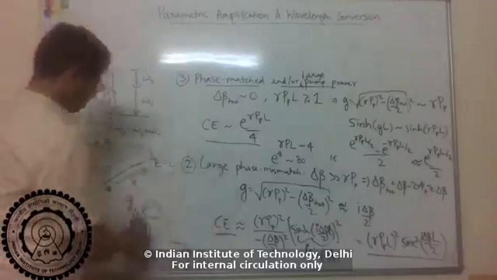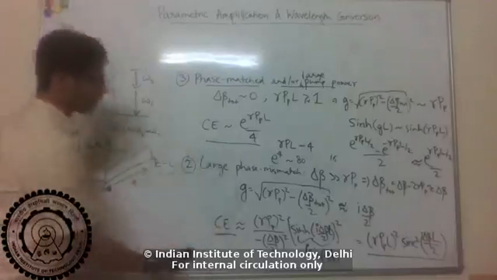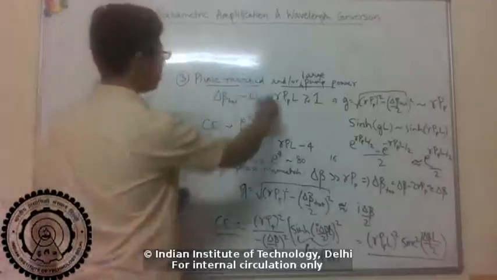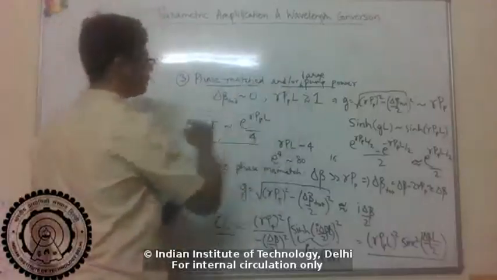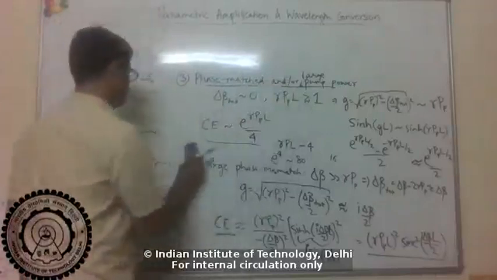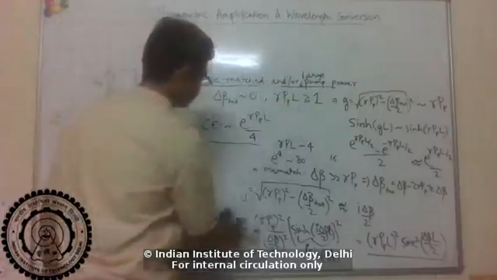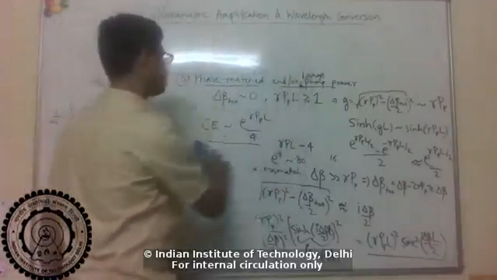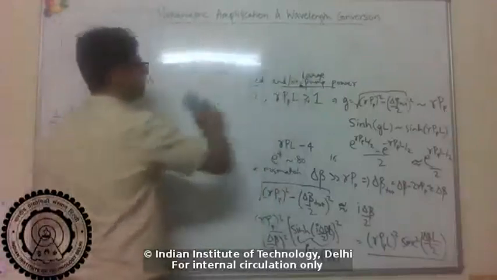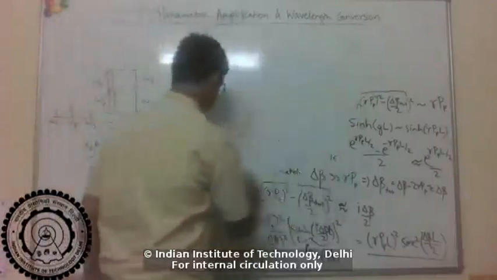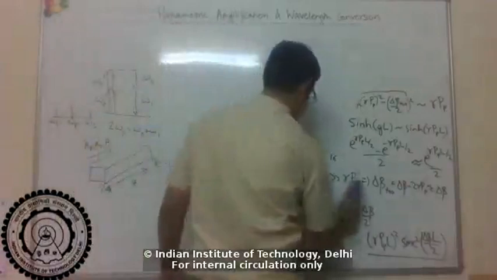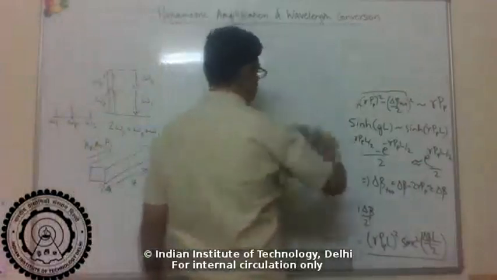Okay, so I hope those three limits are clear. And so for an efficient amplifier, you want to be in this range, right? You want to have phase matching and nonlinear phase shift more than unity, or let's say of order pi or something, more than that.